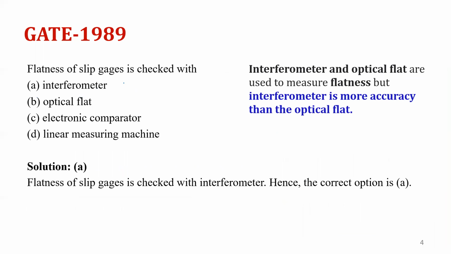Next, the flatness of slip gauges is checked with interferometer, optical flat, electronic comparator, linear measuring machine. So as we have already seen in the previous slide, the optical flats and interferometers are used for checking the flatness of the slip gauges. But interferometer is more accurate than the optical flat. So the correct answer is interferometer.